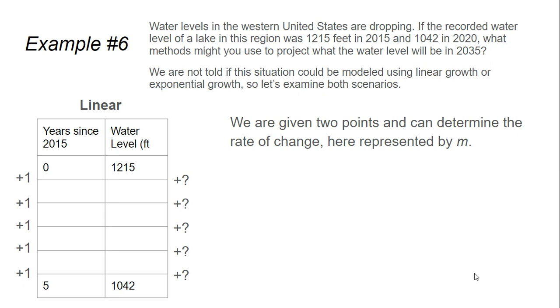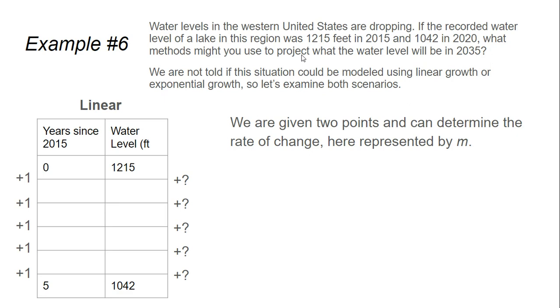Let's do something similar, except I'm not told if it's a linear or exponential situation. So here I'm told that the water levels in the western United States are dropping. If the recorded water level of a lake in this region was 1,215 feet in 2015 and 1,042 feet in 2020, what methods might we use to project what the water level will be in 2035?